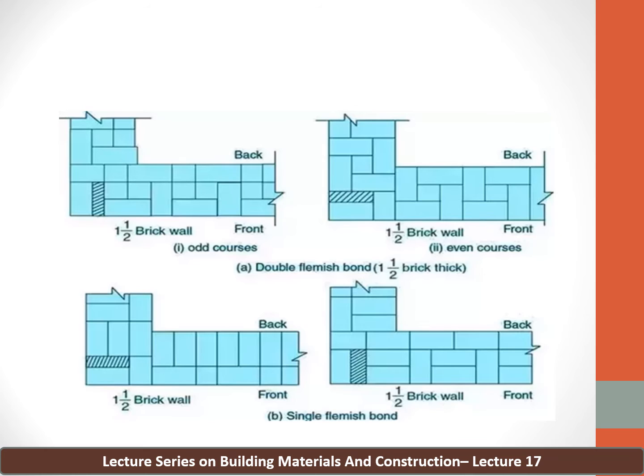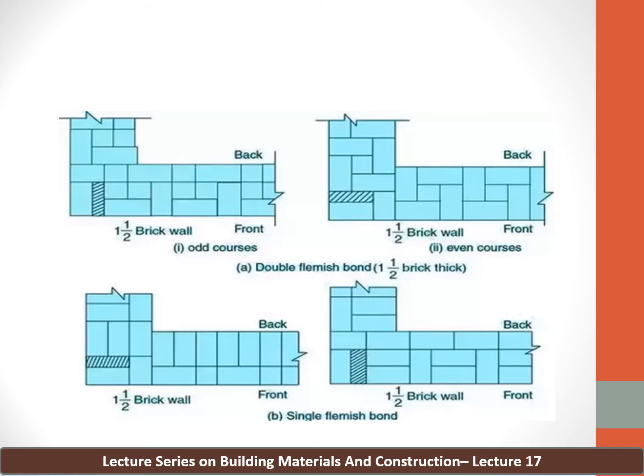In this type of bond, it can be used for those walls having thickness at least equal to 1.5 brick. Double Flemish bond facing is done with good quality expensive bricks. So here cheaper bricks can be used for backing and hearting. So you can see in this figure how the bricks are placed.